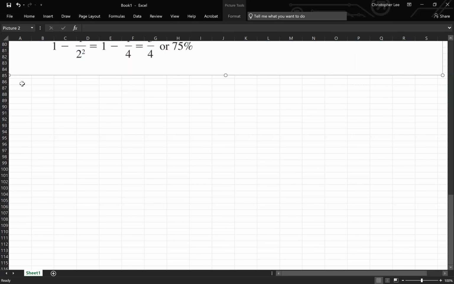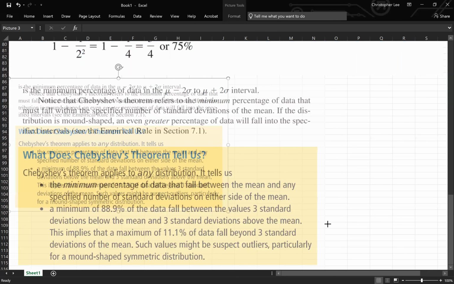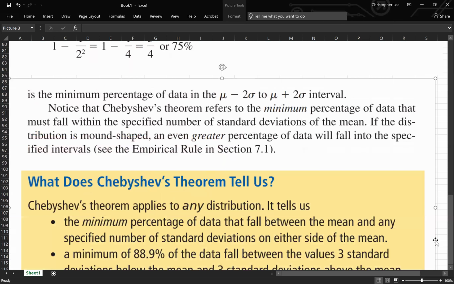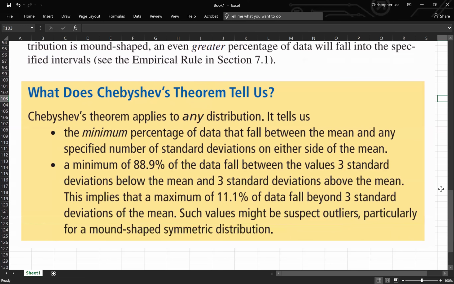So 75% of the data is the minimum percentage of the data in the interval mu minus 2 sigma to mu plus 2 sigma, right? Notice that Chebyshev's theorem refers to the minimum percentage of the data that must fall within a specified number of standard deviations of the mean. If the distribution is mound shaped, an even greater percentage of data will fall into the specified intervals, called the empirical rule. We'll talk about that later.